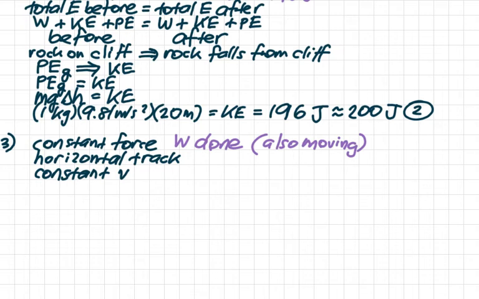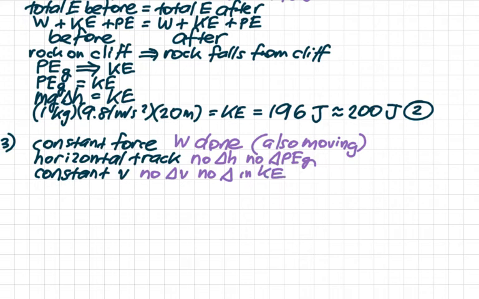Now, it's a horizontal track, so that means there's going to be no change in height, so there's going to be no change in gravitational potential energy. They also mentioned that it's a constant velocity, so if there's no change in v, then there's no change in the kinetic energy. It's not gaining speed, so it's not going to gain kinetic energy. So then, all right, let's see what else the question asks.